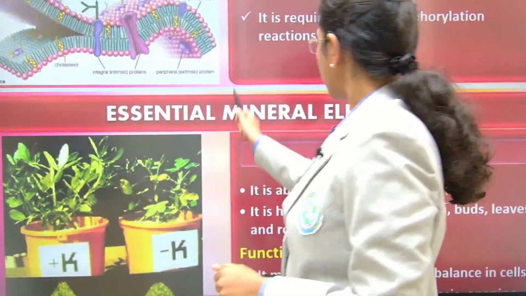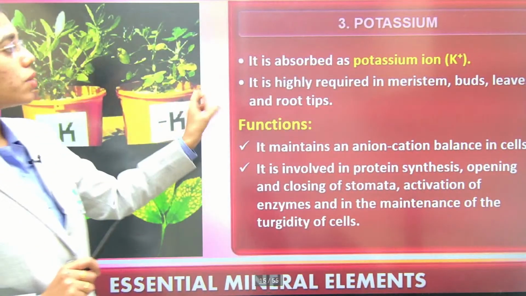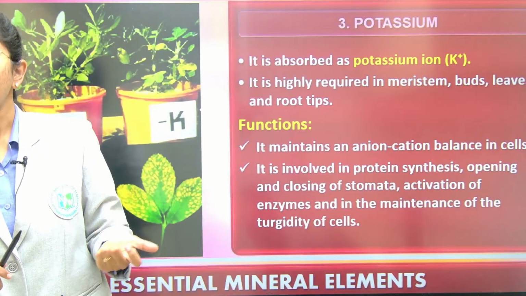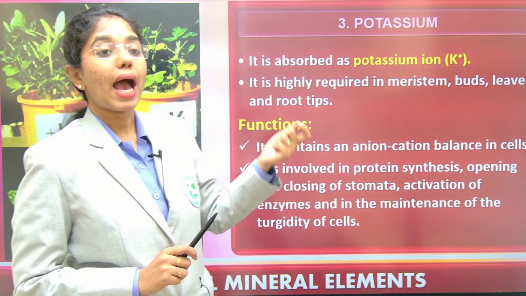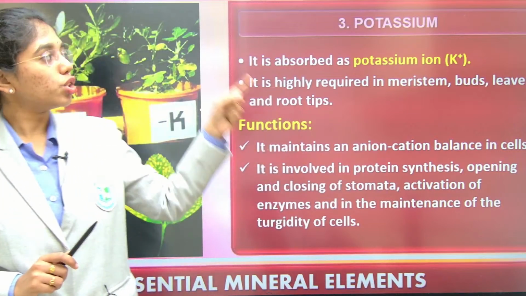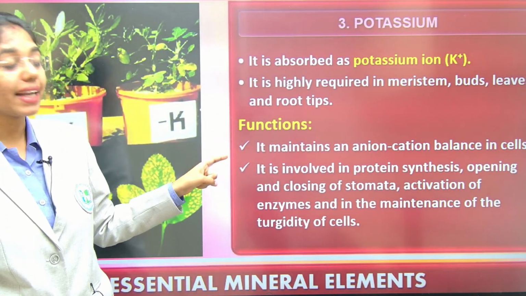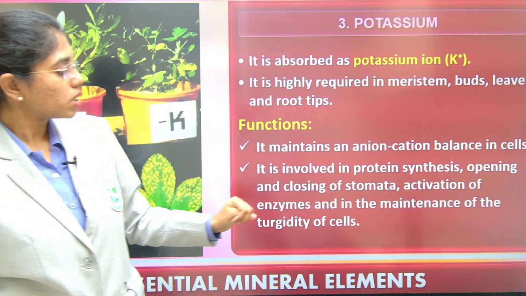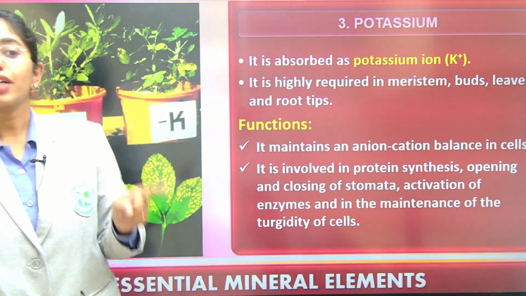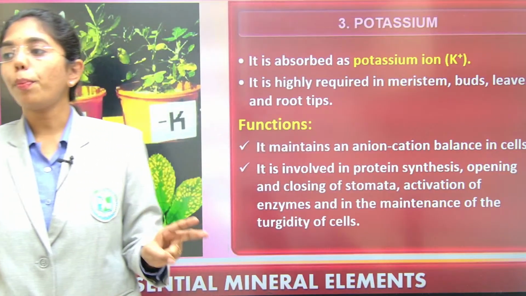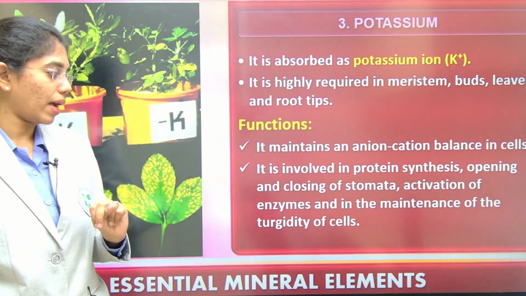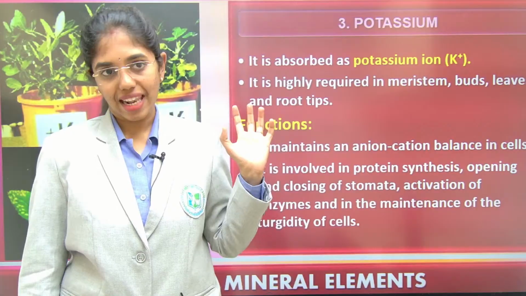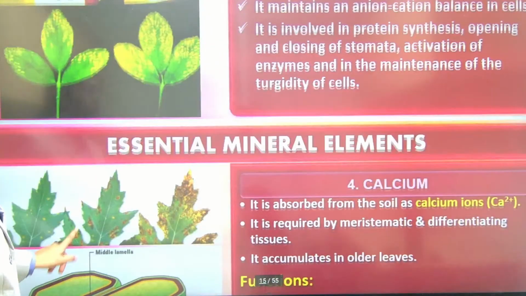And then the next element is potassium. Potassium ions are highly required mainly by meristematic tissues, buds, terminal buds and axillary buds, leaves, root tips and shoot tips. At these regions, potassium is highly required because it maintains anion-cation balance inside the cell. Next, it is involved in protein synthesis, opening and closing of stomata. Both potassium and chlorine play a crucial role in the mechanism of opening and closing of stomata. Activation of enzymes, and this also helps in maintenance of turgidity of the cell.